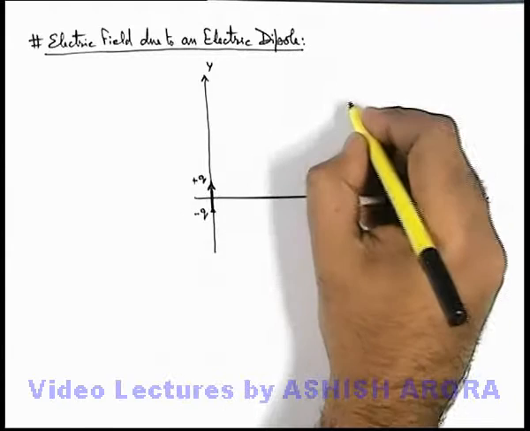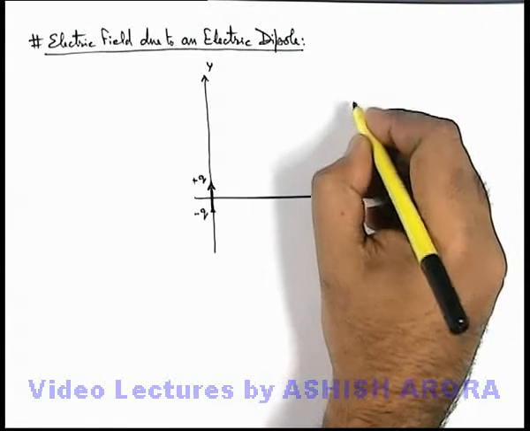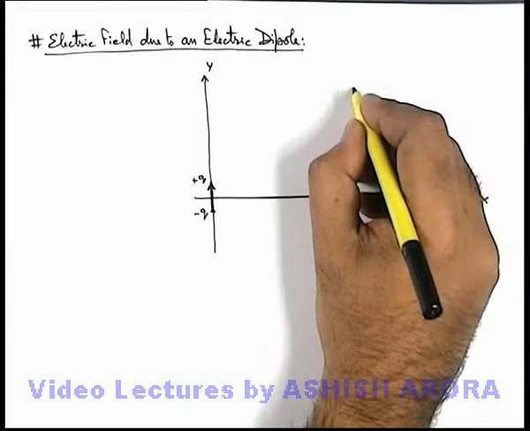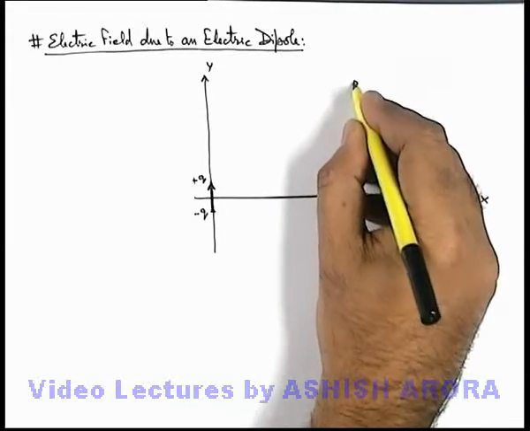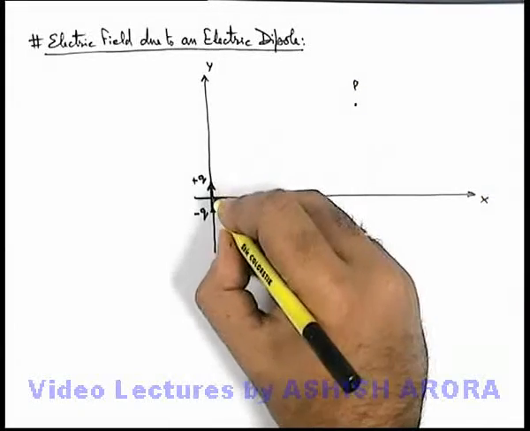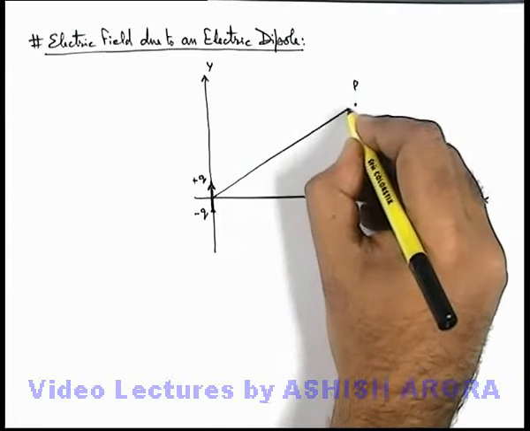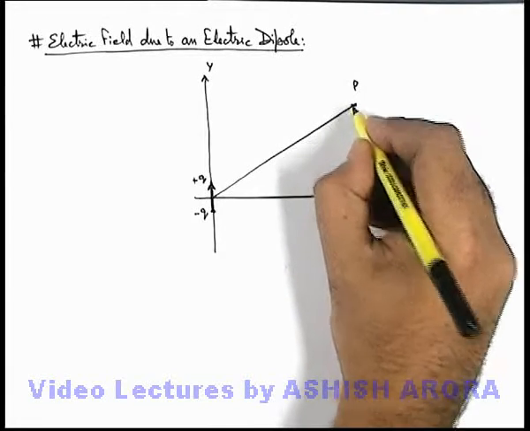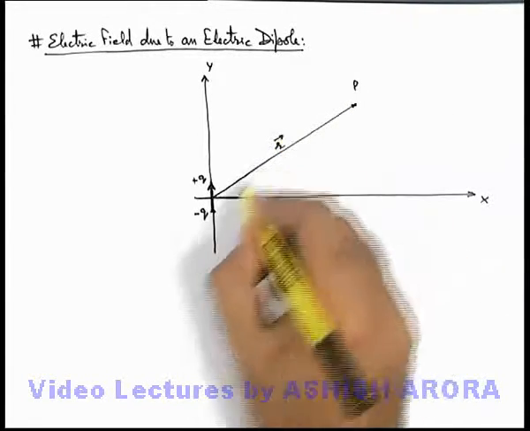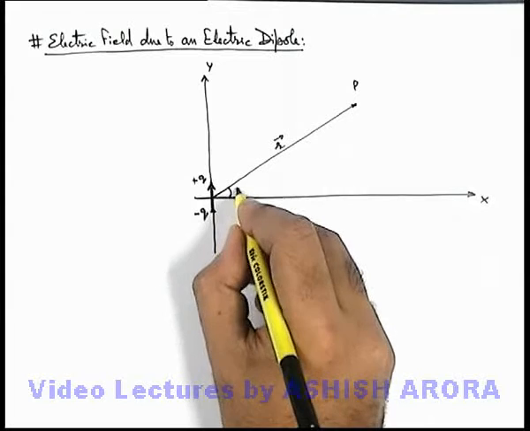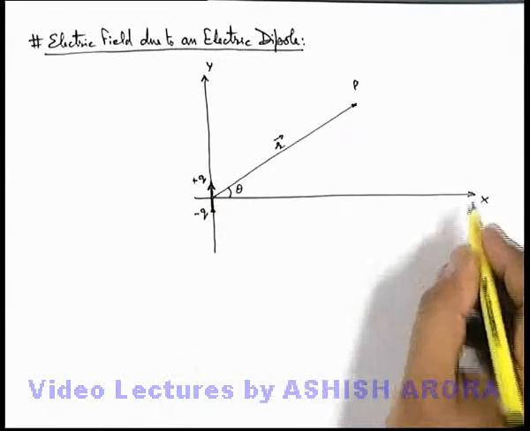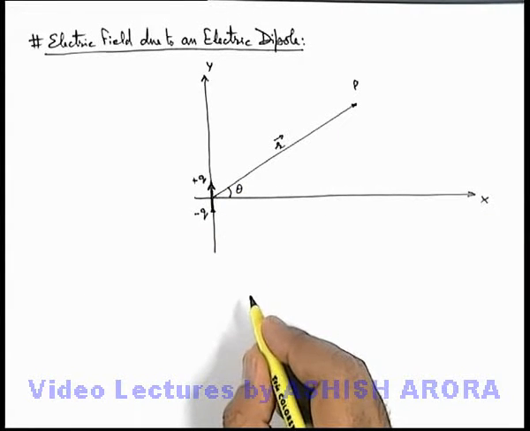Now in this situation, say we are required to find the electric field strength at a point P, which is located at the polar coordinates with a radial distance r and polar angle theta with the equator, or positive direction of the x-axis.